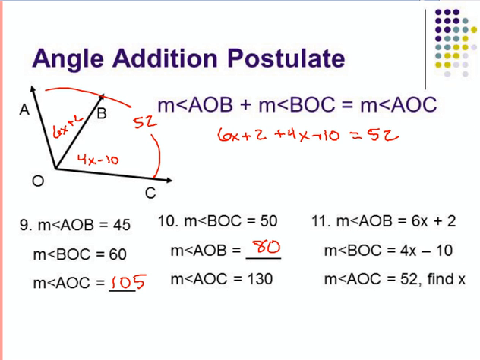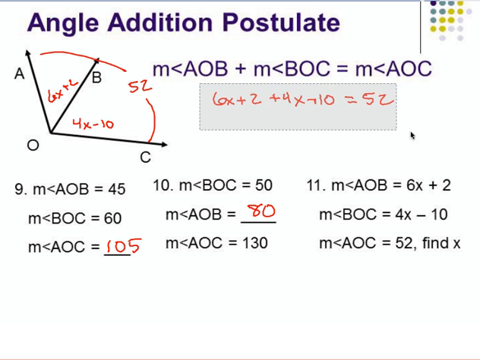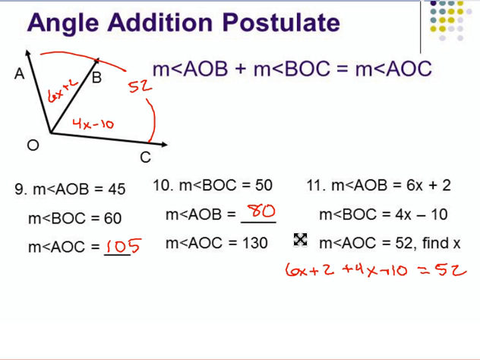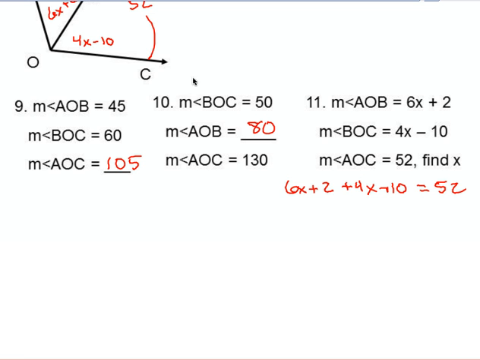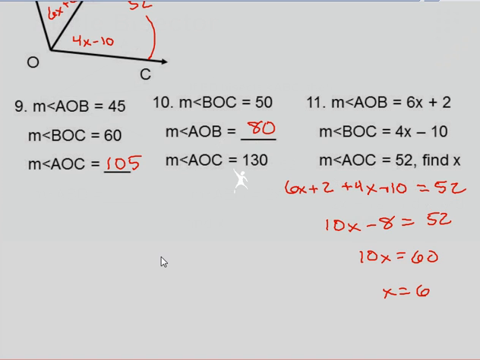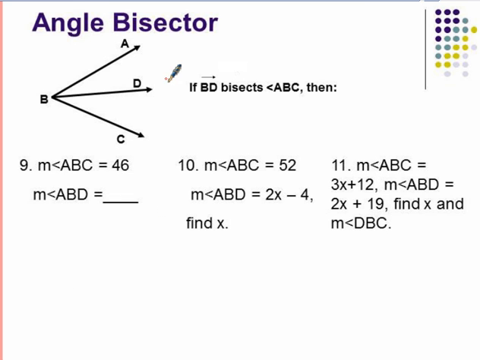Okay? And let's do this. Let's move that so it's right underneath the problem that we're looking at. All right, so that's right there. So now I'm going to combine like terms on one side of the equal sign. So that's 10x, and then minus 8 equals 52. 10x equals 60, so x equals 6. No problem. Easy peasy.